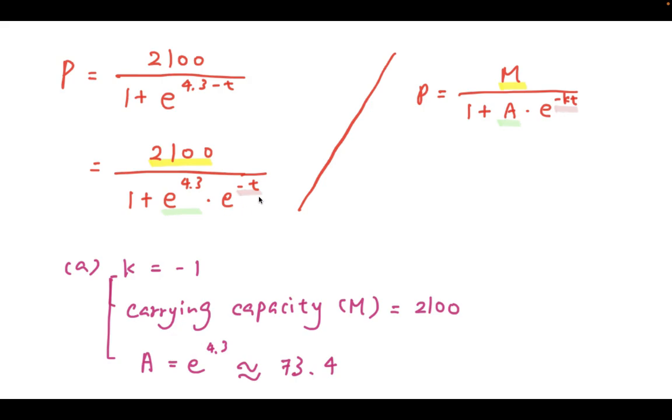So then I identify k as negative 1, and the carrying capacity M, that's 2100. And A here, it's about 73.4. So that's part A.